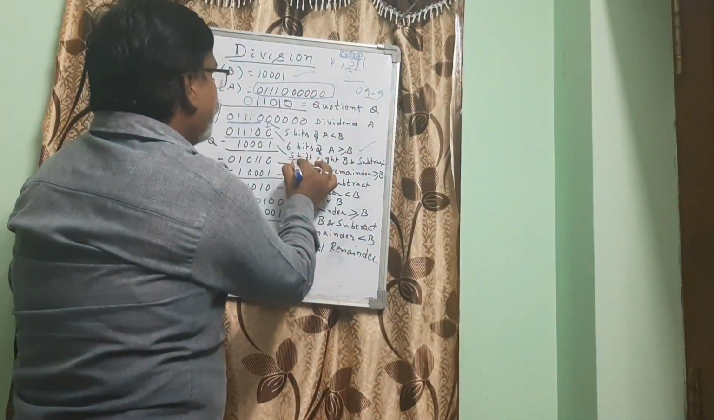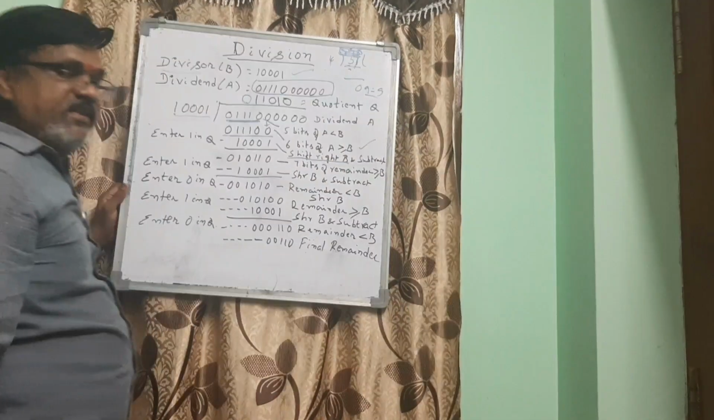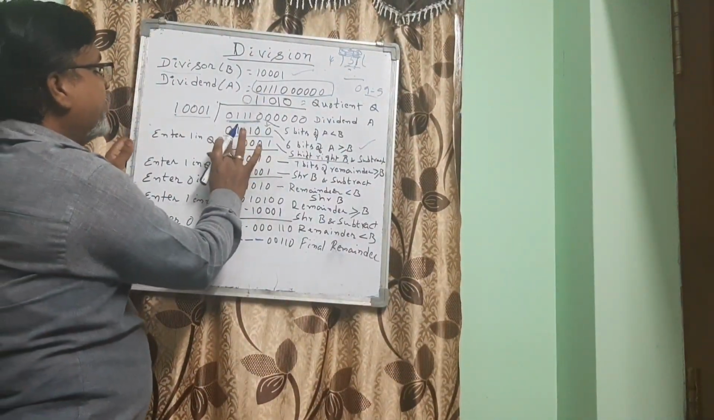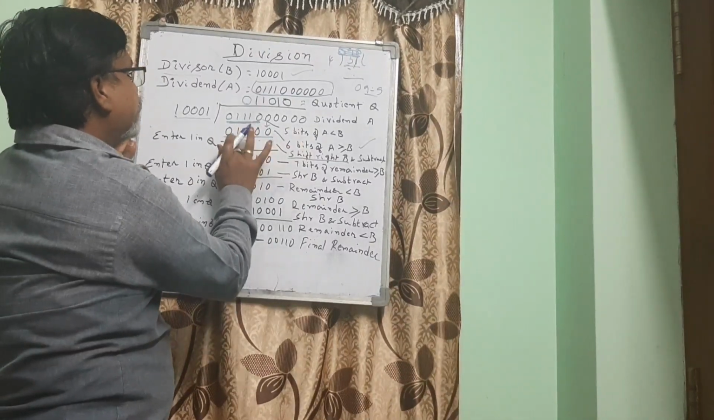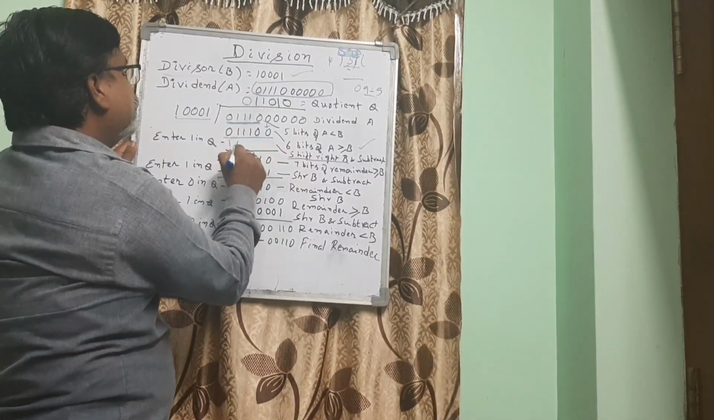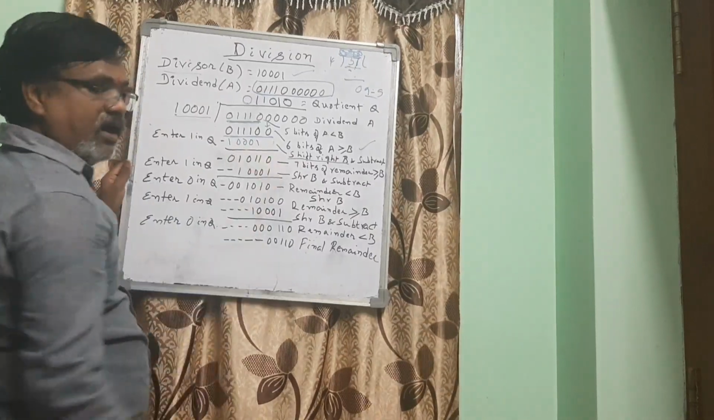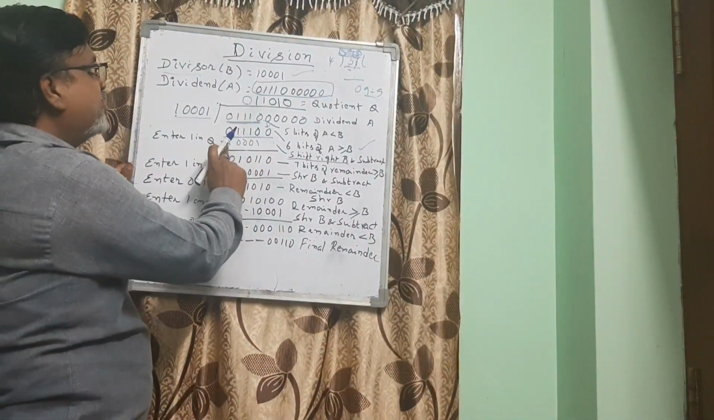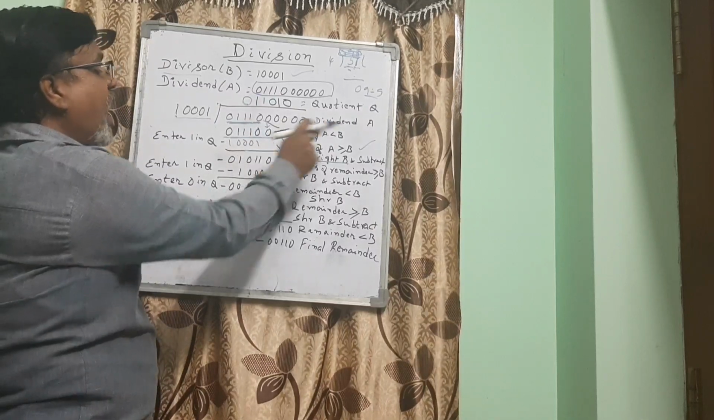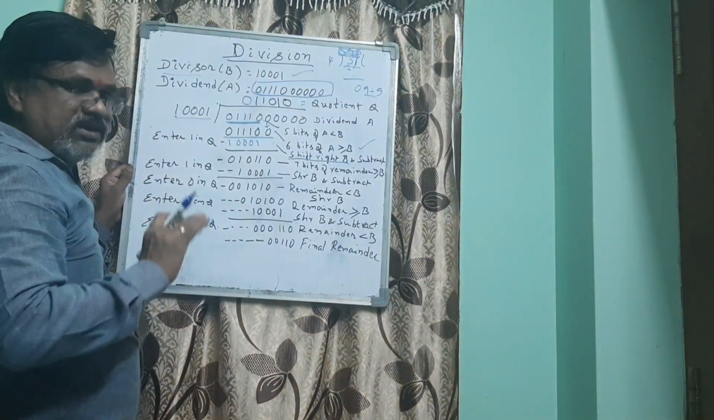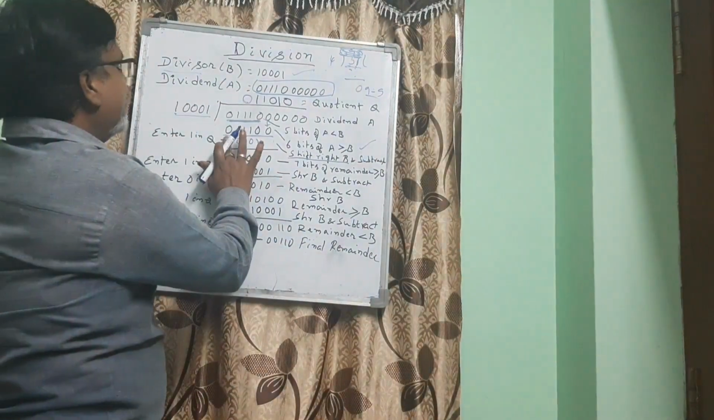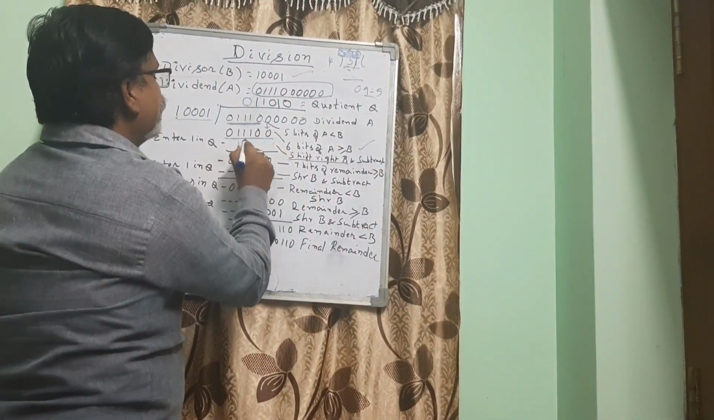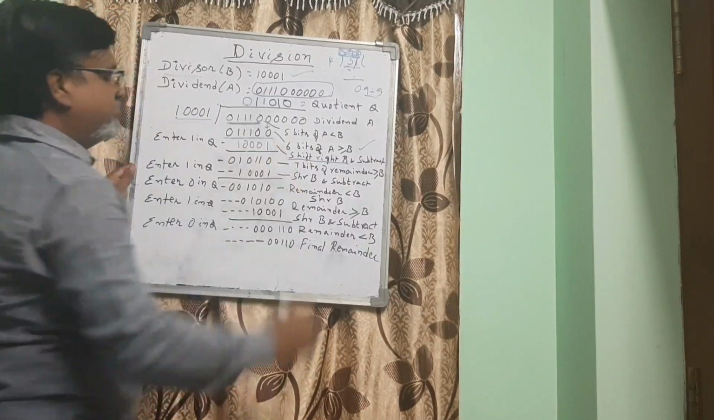Before you subtract, you shift right the B value. If you don't shift right this B value, what will happen? Instead of having 10001 there, this 1001 will be here. But we are not supposed to subtract from this position. So we have to shift right the value of B and then subtract. After shifting right, you will get this value here.